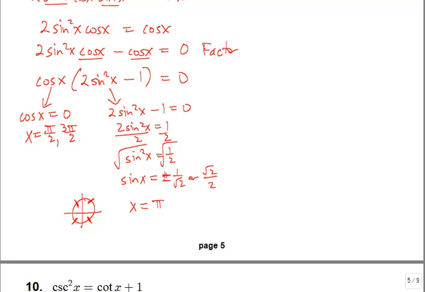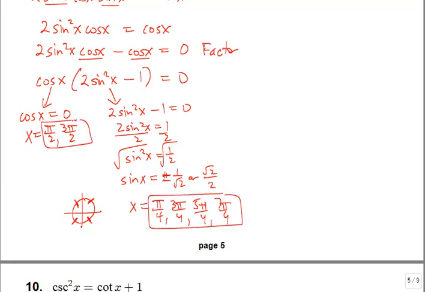In quadrant 1, it's called pi over 4. Quadrant 2 is 3 pi over 4. Quadrant 3 is 5 pi over 4. And quadrant 4 is 7 pi over 4. So we want all 4 of those and our pi over 2 and 3 pi over 2 that we already got.